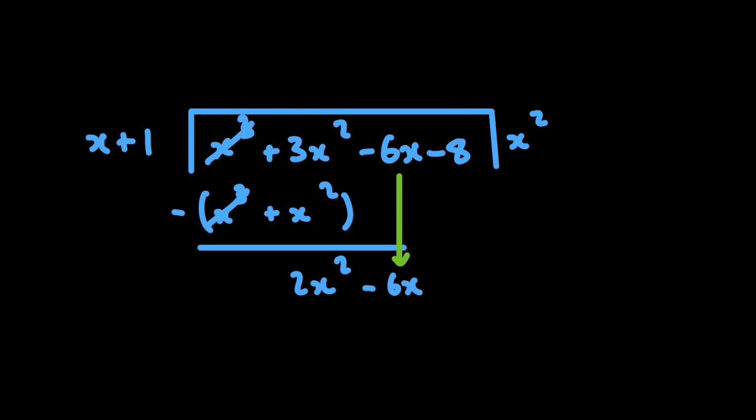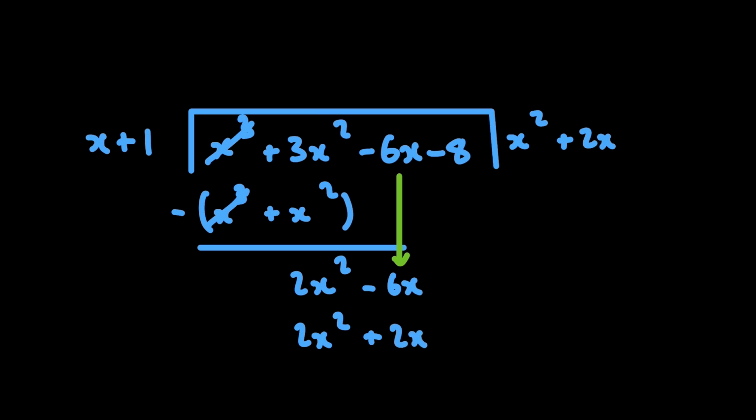Minus 6x. And now all we do is repeat the steps. So 2x squared, we divide it by the first term, which is x, and we get plus 2x. I'm just going to write it there at the end of the division symbol. And then we repeat. We take the 2x and we times it by the x plus 1. So 2x times x is 2x squared, and 2x times 1 is plus 2x.